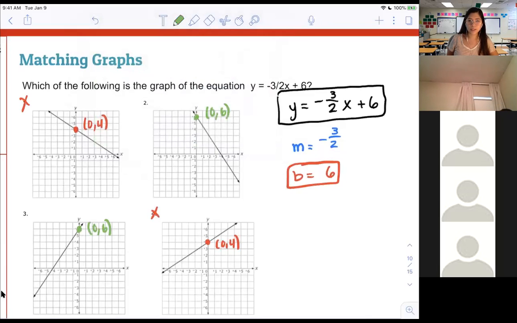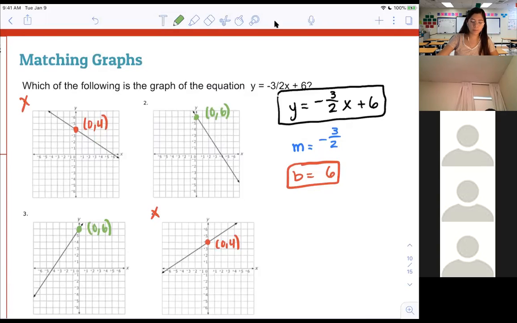So if my slope is negative 3/2, try and see if you can figure out which one is correct. I think it's 2. You think it's 2? Why do you think it's 2? Because if you look at the point, it looks close to the 3, and I don't know. It just looks close.